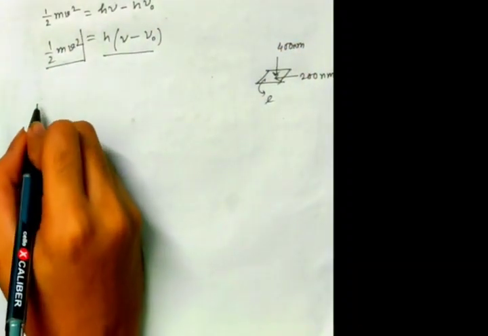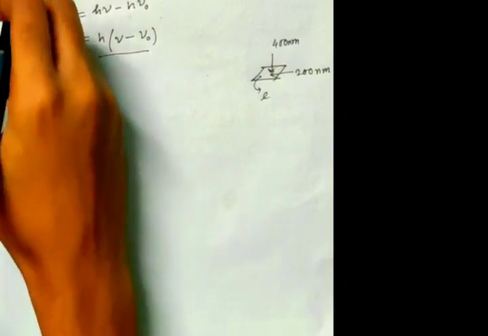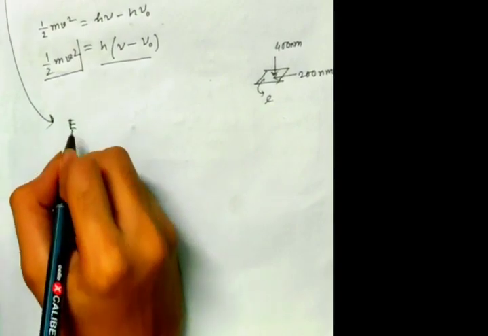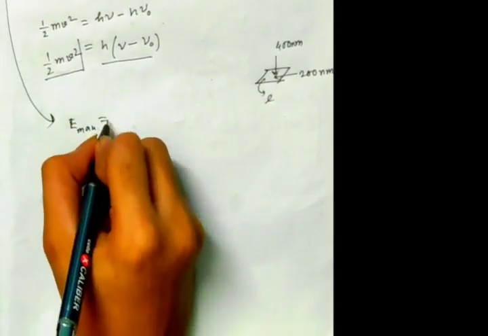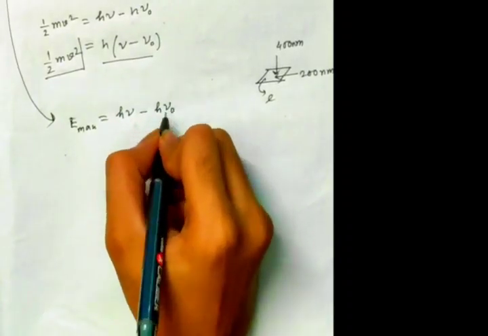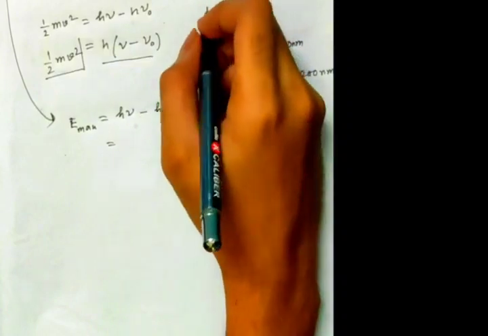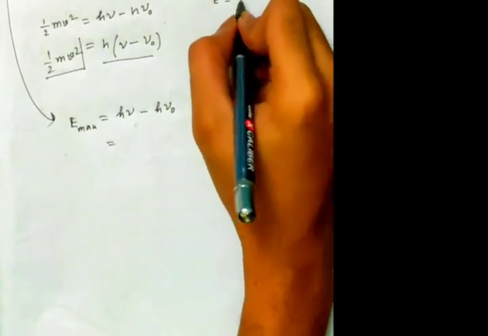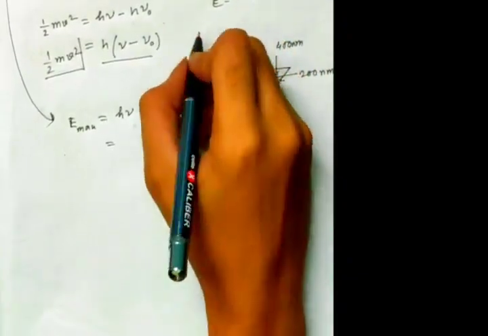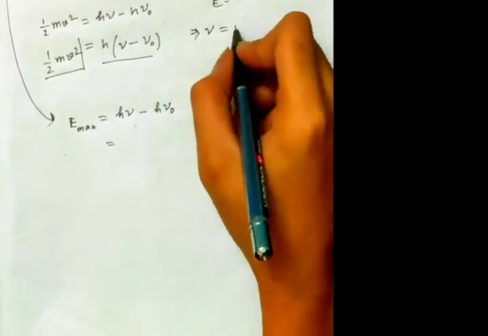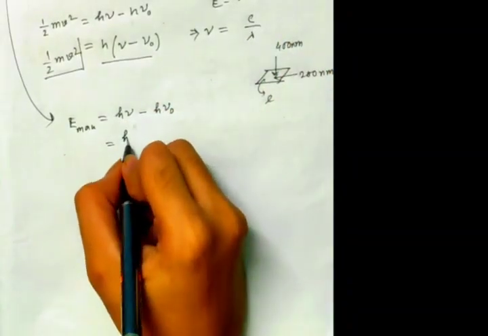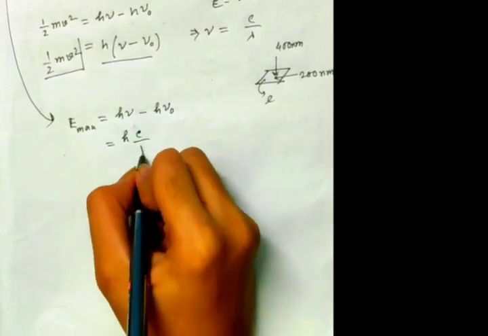Okay, so from this equation we can derive that E max equals h nu minus h nu naught, and we know that c equals nu lambda, where c is the speed of light. Then the frequency nu equals c by lambda.